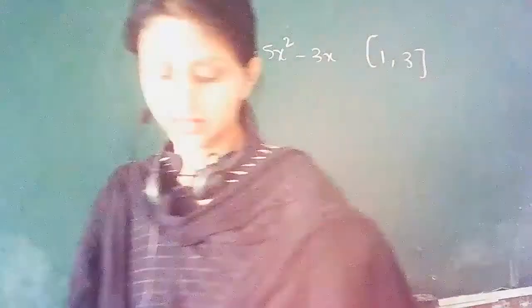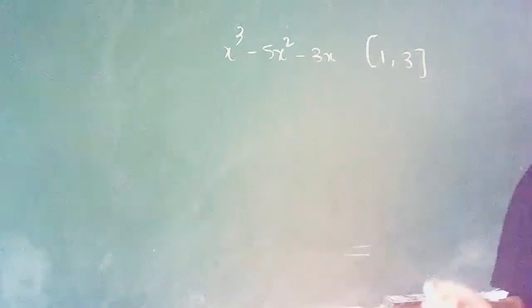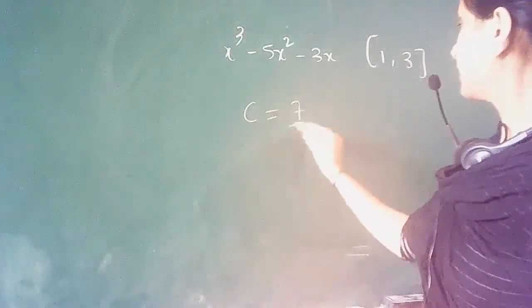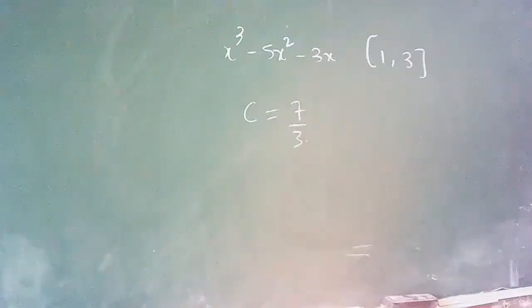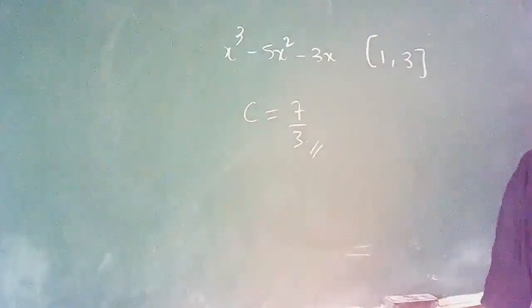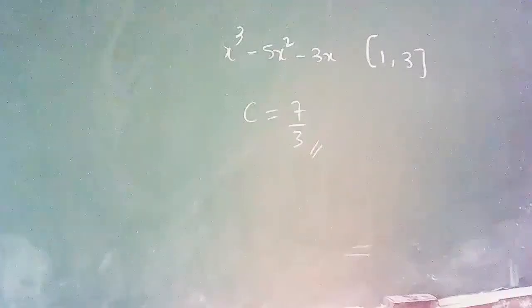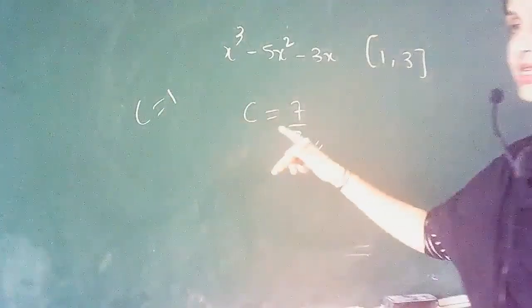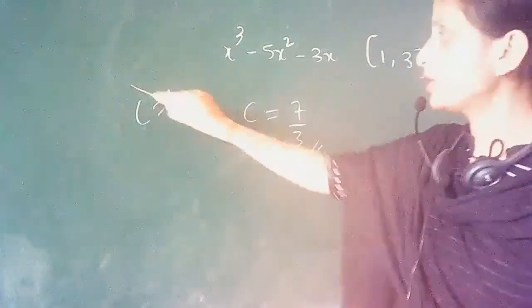You can check it, students. It will satisfy the mean value theorem, and the value of C you will get here is 7 by 3. This will be the right answer. Actually, you will get two values. You will get C is equal to 1 as well as C is equal to 7 by 3. But this you will not consider.